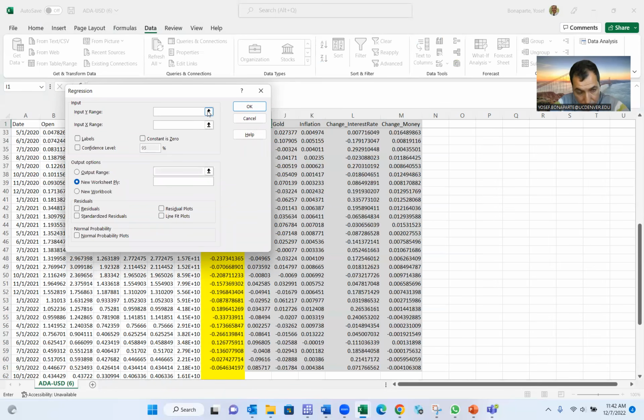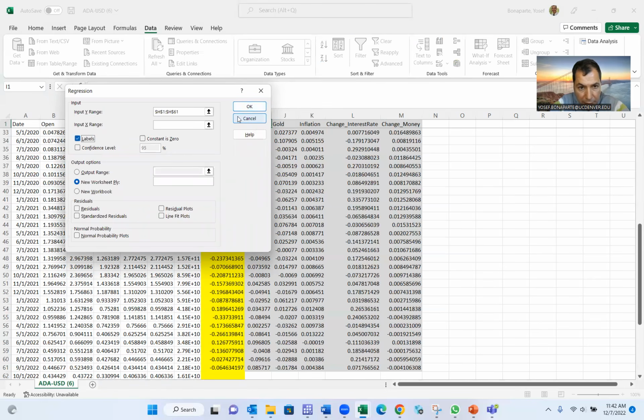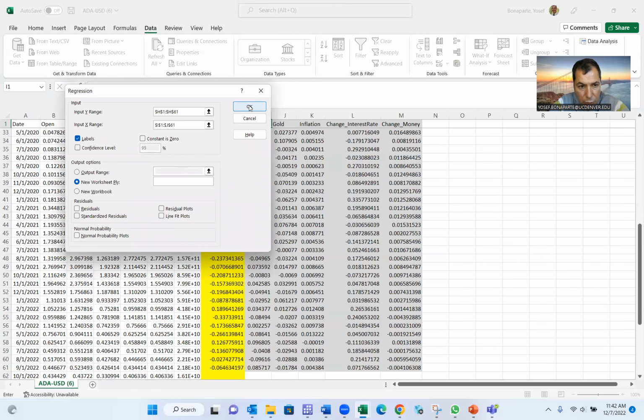So in Excel, Regression. Your Y is this. Notice I'm going to use the first row here, so I'm going to click Labels. And my X, we're going to start with S&P and gold. And okay.